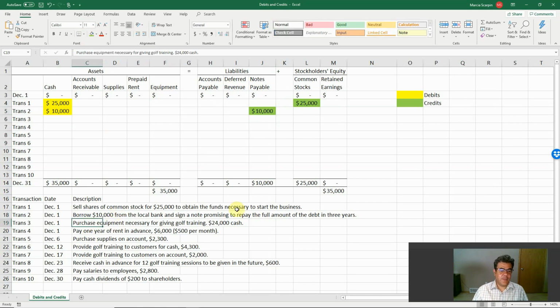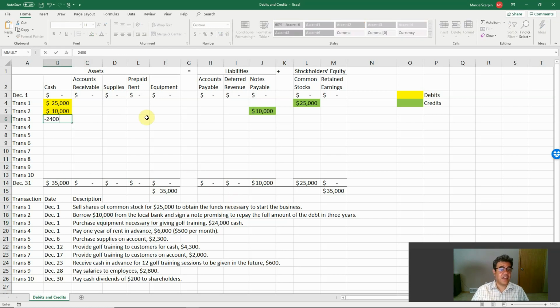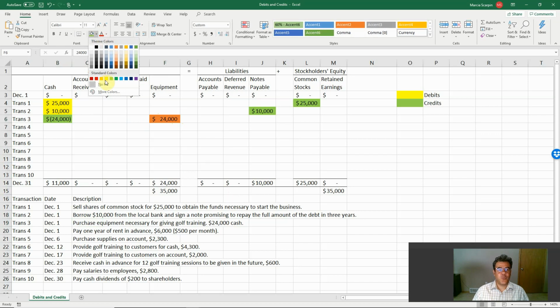Transaction number three, purchase equipment for giving golf training, 24,000 in cash. So we are decreasing cash, negative 24. In accounting, we don't have negative numbers, so we have a credit here. Equipment, we are increasing it, 24,000. Increasing assets, we are debiting it. If I am moving too fast, just rewind our video and watch it again.